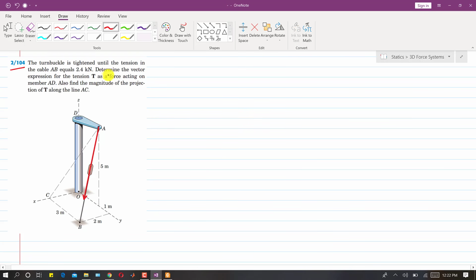So it is said that determine the vector expression for the tension T as a force acting on the member AD, right? And also find the magnitude of the projection of T along the line AC, right? So first we need to determine the tension T, as a force acting on the member AD, and we are also required to find the magnitude of the projection of this T along this AC line, right?